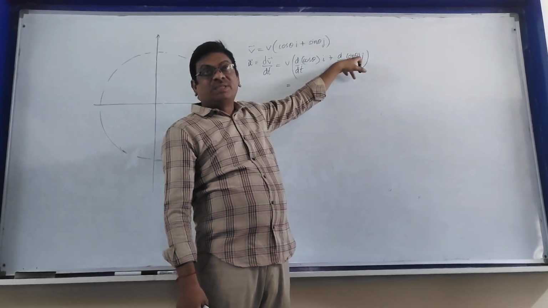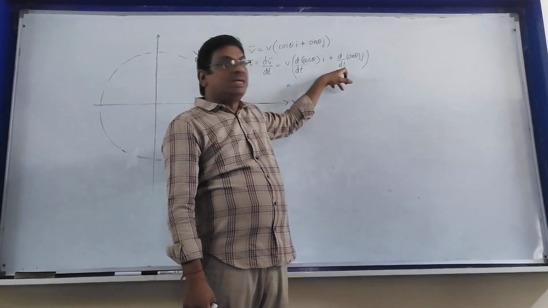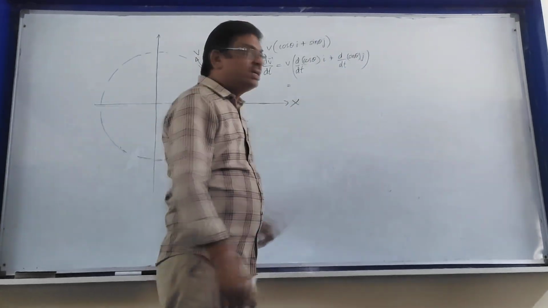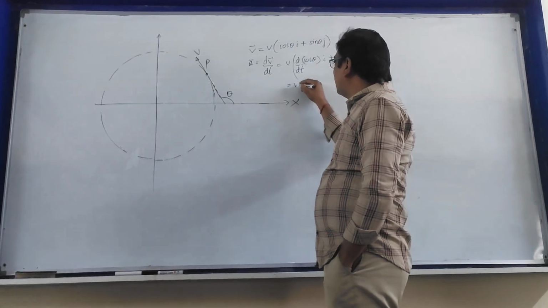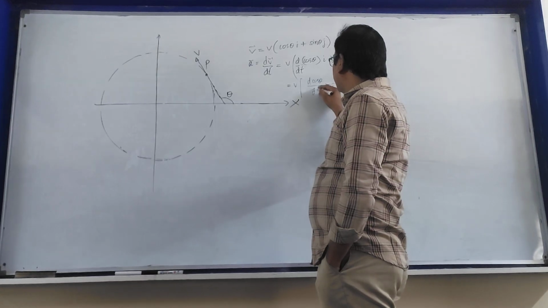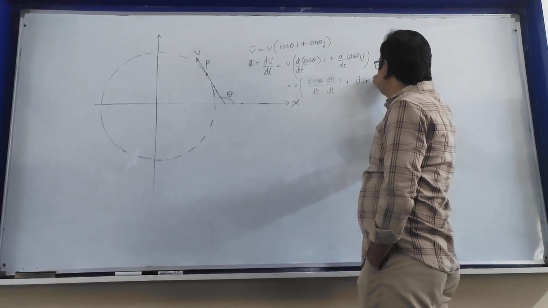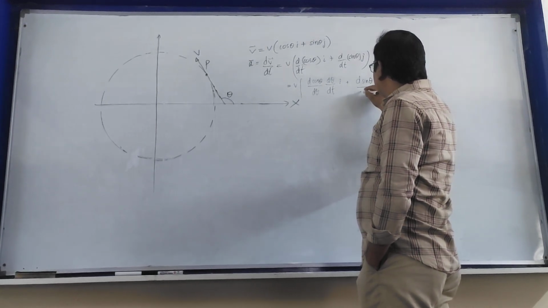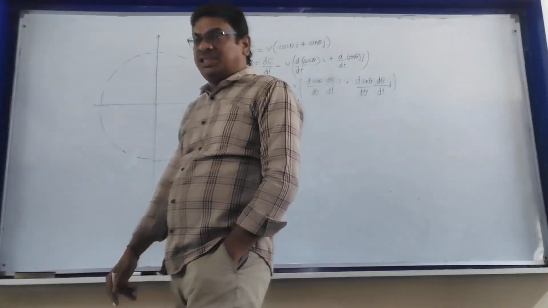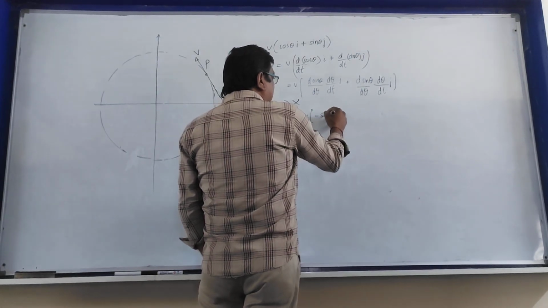You cannot differentiate an expression of theta directly with respect to t. If this is an expression of theta, you have to differentiate with respect to theta. So we have to multiply and divide by d theta. That means we write d of cos theta by d theta into d theta by dt i cap. Same thing here also: d of sin theta by d theta into d theta by dt j cap. This is known as the chain rule of differentiation. It's a very important rule.